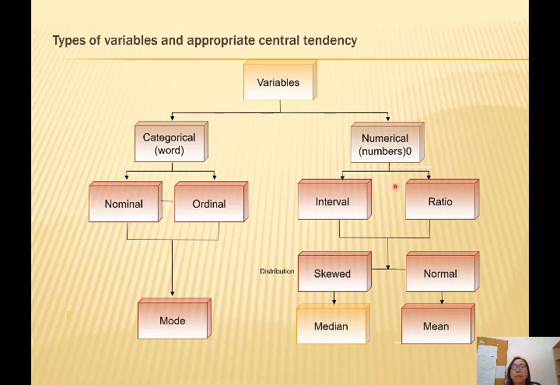On the other hand, when you look at the numerical data that use numbers, and that can be more specifically interval or ratio, rather than trying to figure out whether it's specifically interval or ratio, the critical question is to ask the distribution. What is the distribution? And if the distribution is skewed, then we would report the median. But if either interval or ratio data are normally distributed, it's a normal distribution, then we would report the mean.